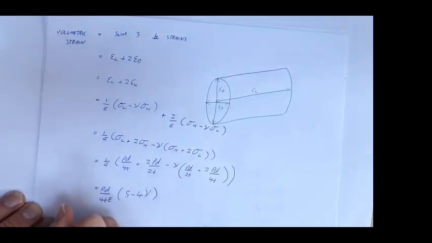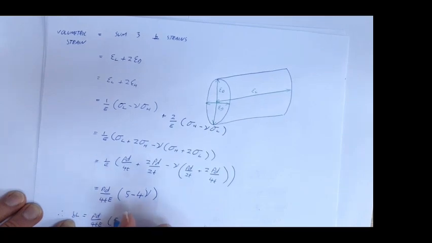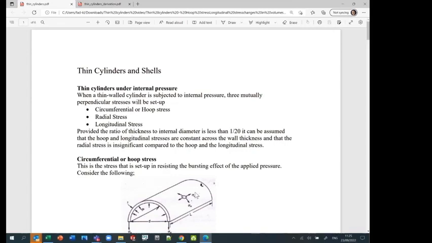So therefore our change in volume is simply going to be our volumetric strain times the original volume. So that's PD over 4TE lots of 5 minus 4 lots of Poisson's ratio times the original volume. Okay, so what have we done there today? Well, if we consider our cylinder, which is pressurized due to the fact we've got pressure inside it, we've introduced this idea of hoop stresses and longitudinal stresses.